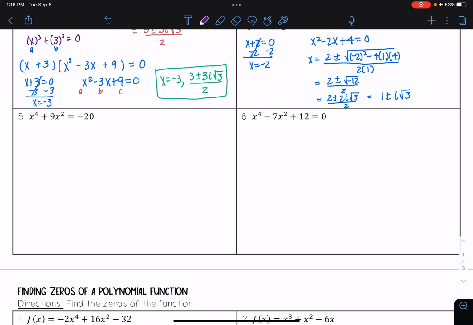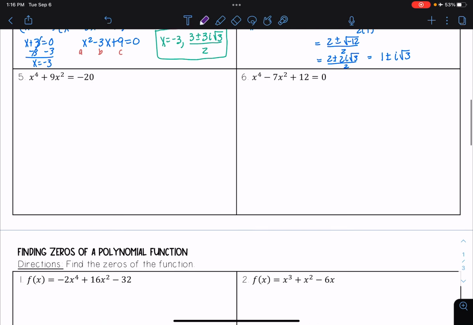Okay, looking at this next one, I have x to the 4th plus 9x squared is equal to negative 20. First, I want all my terms on one side, so I'm going to add 20 to both sides. And I get x to the 4th plus 9x squared plus 20 is equal to 0.